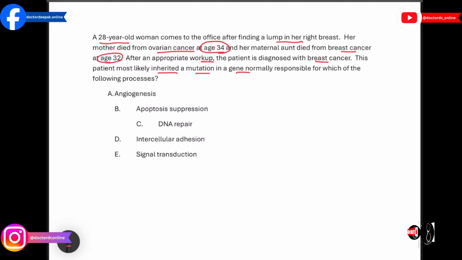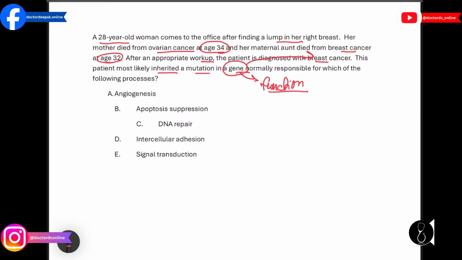First, in this question, we have to guess the gene that is responsible for the breast cancer, and we have to answer the function of that gene. This is a case of hereditary breast cancer, which should be suspected in patients diagnosed at a young age, and a patient with two or more primary breast and ovarian cancers, or an individual with multiple family members affected by early onset breast or ovarian cancers.